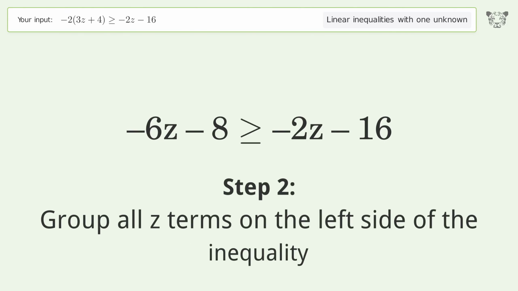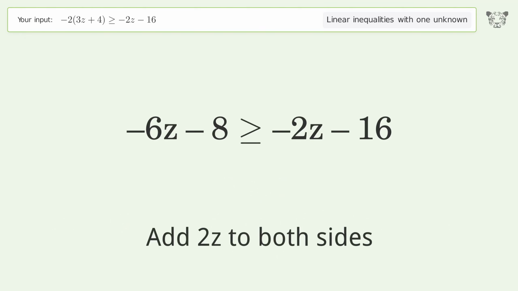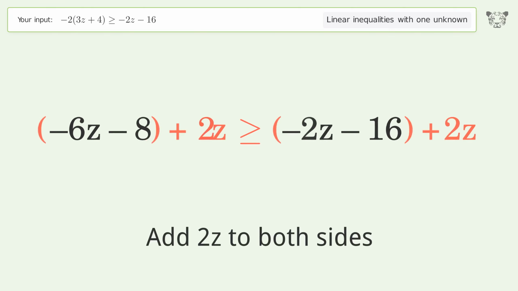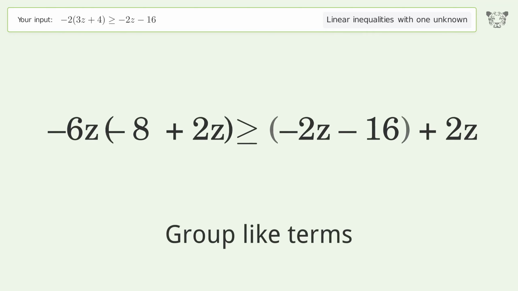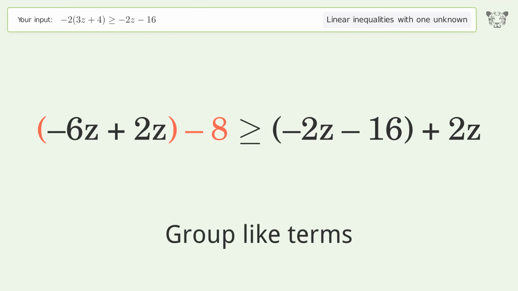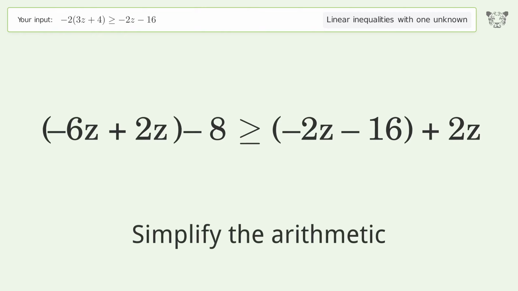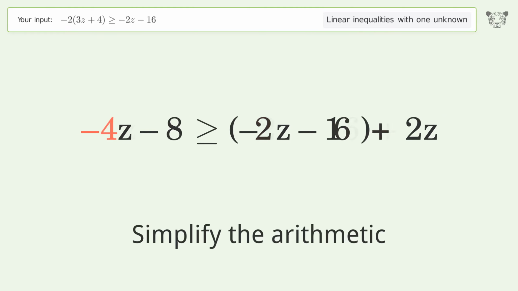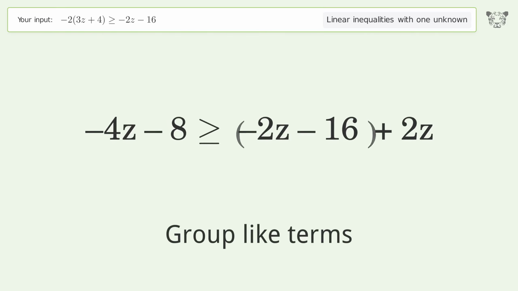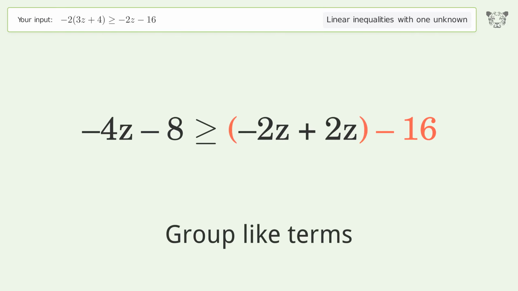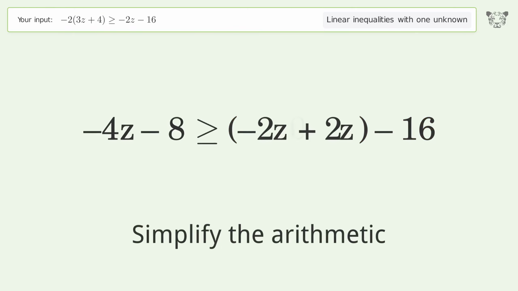Group all z terms on the left side of the inequality. Add 2z to both sides. Group like terms. Simplify the arithmetic. Group like terms. Simplify the arithmetic.